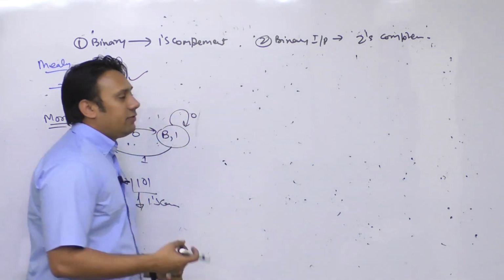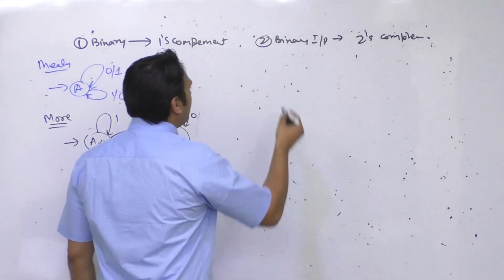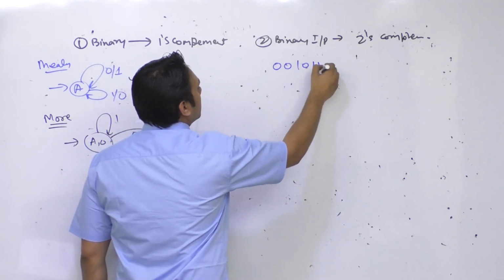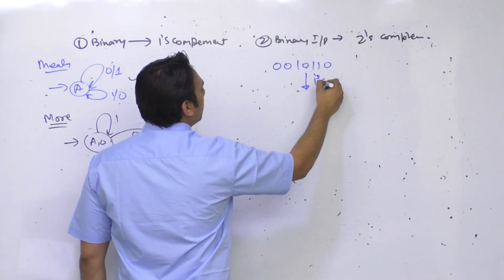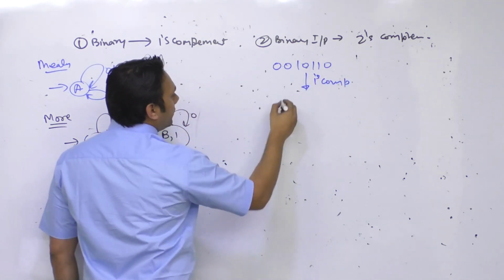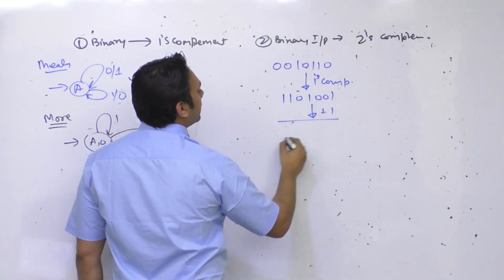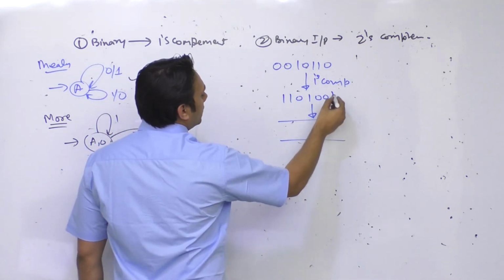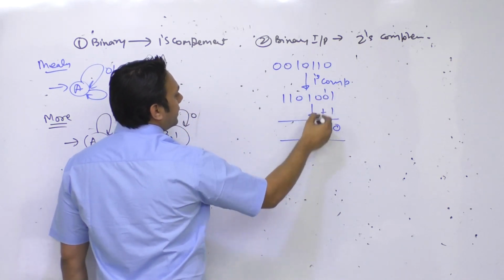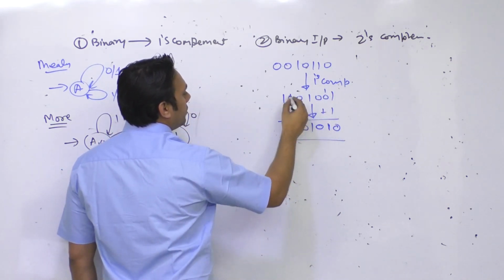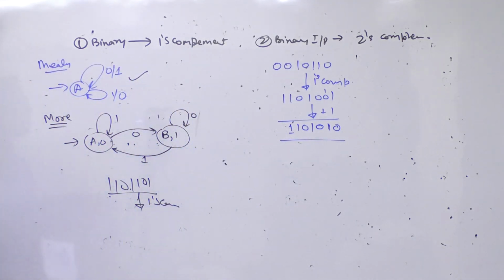So there are many ways of finding out 2's complement. Let me explain with the help of an example. If I have a number which is 0, 0, 1, 0, 1, 1, 0, and you want to find the 2's complement for this, first of all you need to find the 1's complement, right? So the 1's complement will be 1, 1, 0, 1, 0, 0, 1. And then you are going to add 1 to find the 2's complement. So it will become 0 here, this will be 1, okay? And then here it is 0, 1, 0, 1, and this is going to be 1. So this is your 2's complement.